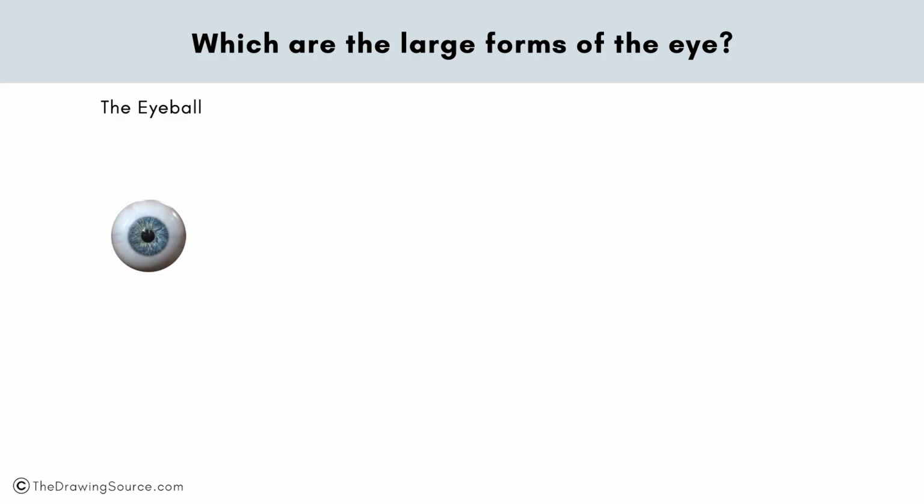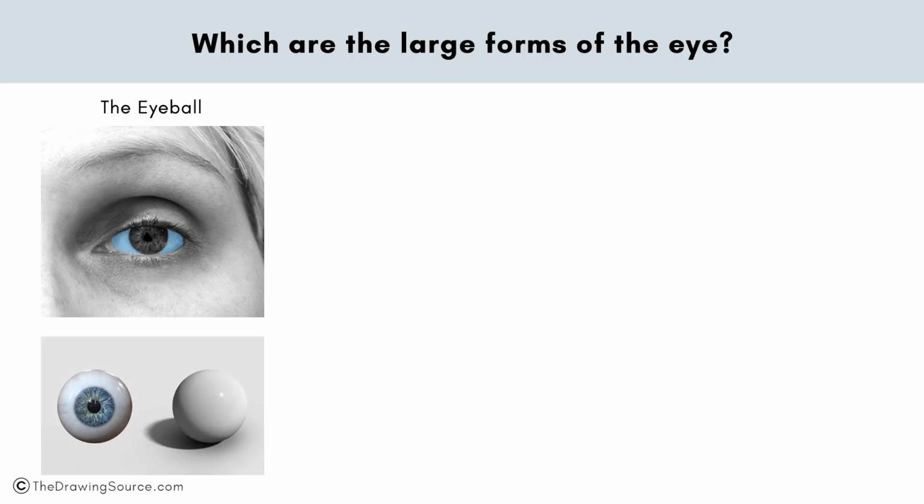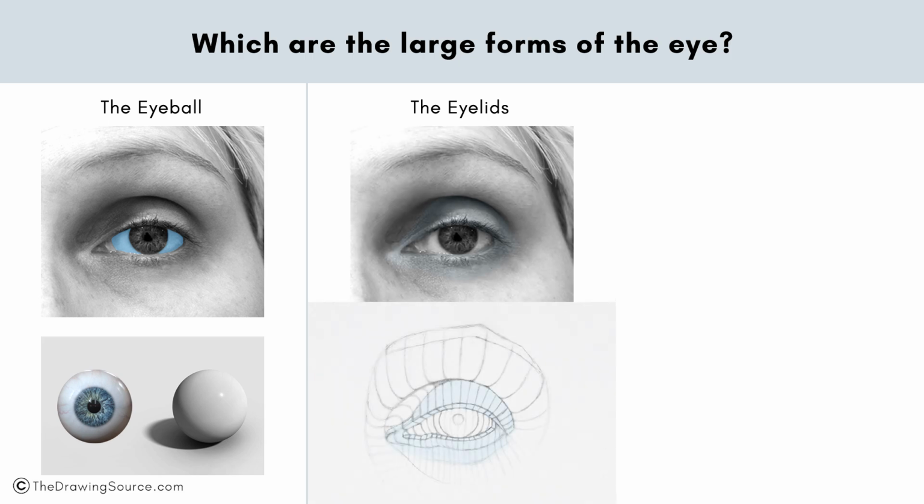The eyeball. We can only see a part of it, but it's essential that we turn the form of the eyeball so that it reads like the sphere that it is. Notice the gradations and shadows in the sclera, the white of the eye, which is rarely completely white. I go into detail about what to look for and draw in the sclera in this video. The eyelids. The eyelids curve around the eyeball. We need to show that convincingly in our drawing.